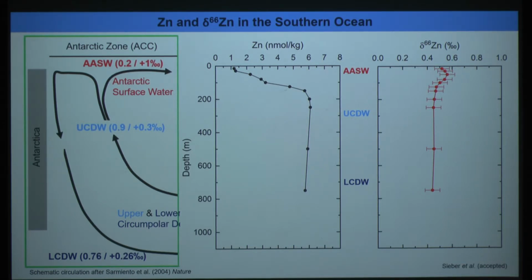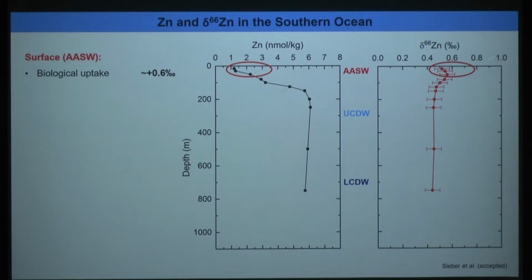And you can see that zinc again is depleted in the surface ocean, and you have a heavy isotope signal as well, again associated with the uptake. However, it's much smaller than for cadmium, so you go from 0.45 in the deep ocean to maybe 0.6. So even though you deplete quite a large amount of zinc, the associated isotope signal is disappointingly small, so to speak.